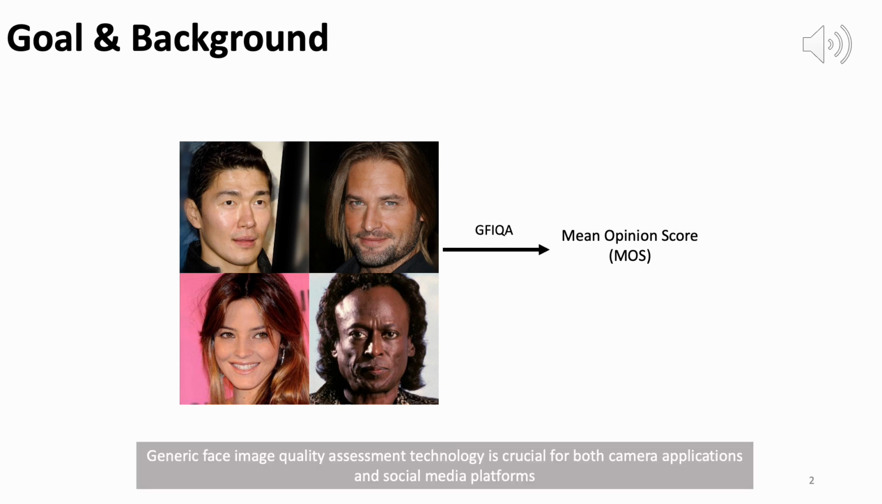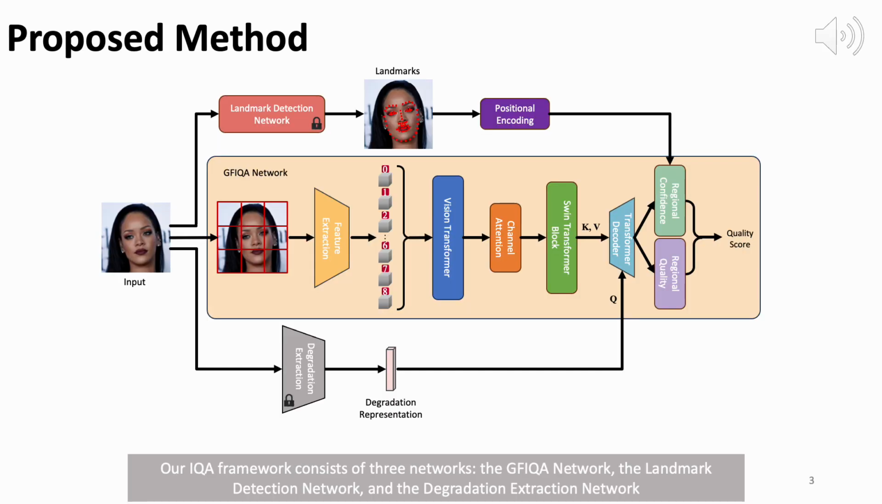Generic face image quality assessment technology is crucial for both camera applications and social media platforms. Its goal is to take a facial image and let the network predict the mean opinion score for the image. Our IQA framework consists of three networks: the CVPR network, the landmark detection network, and the degradation extraction network.